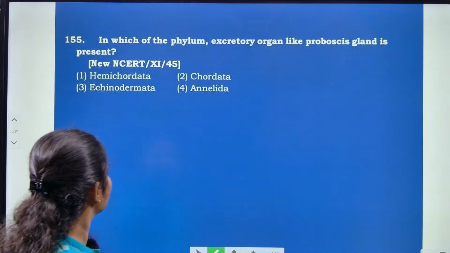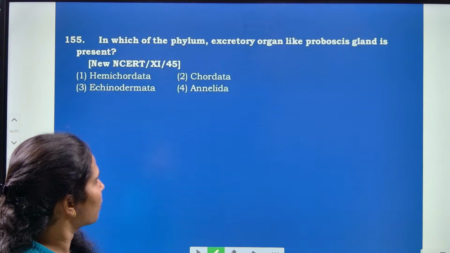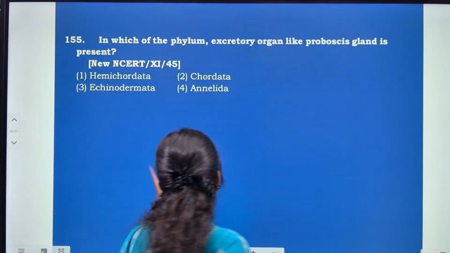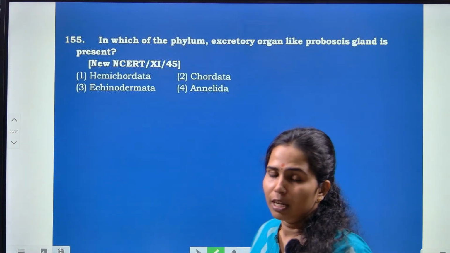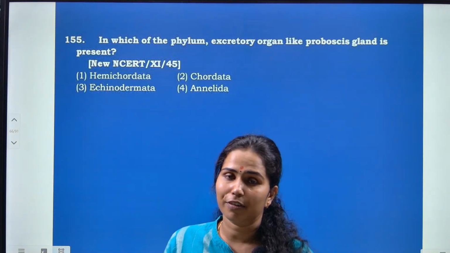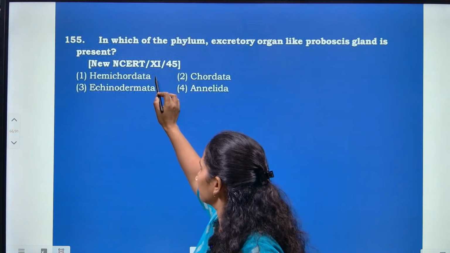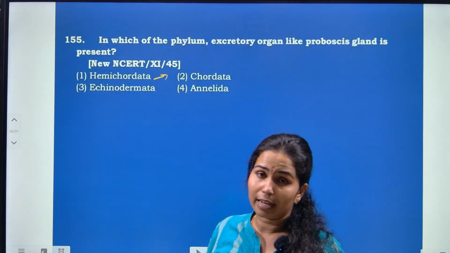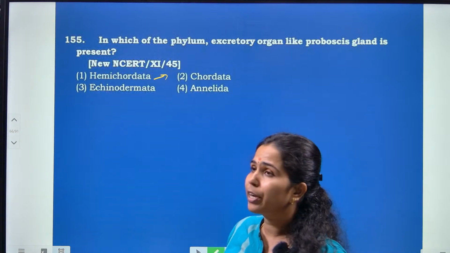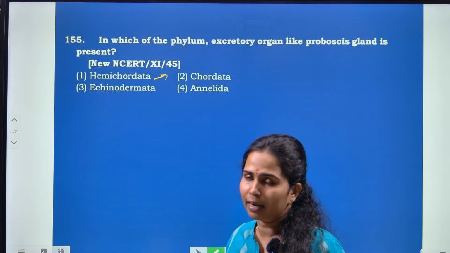Right, coming to the next question here. In which phylum is an excretory organ like the proboscis gland present here? It is again a direct question. Now this proboscis gland is present in a connective link, that is a phylum called Hemichordata here. So Hemichordata, the best examples being Balanoglossus and Saccoglossus here. Here we are going to have the excretory organ as the proboscis gland, which is going to act as an excretory organ.